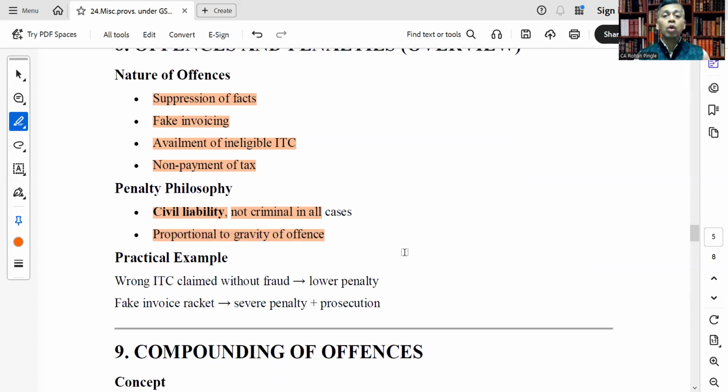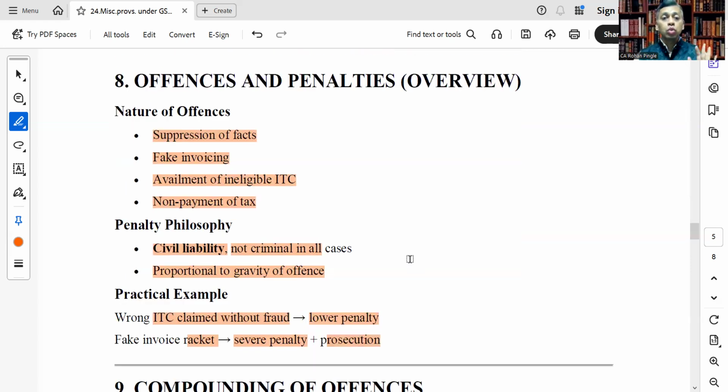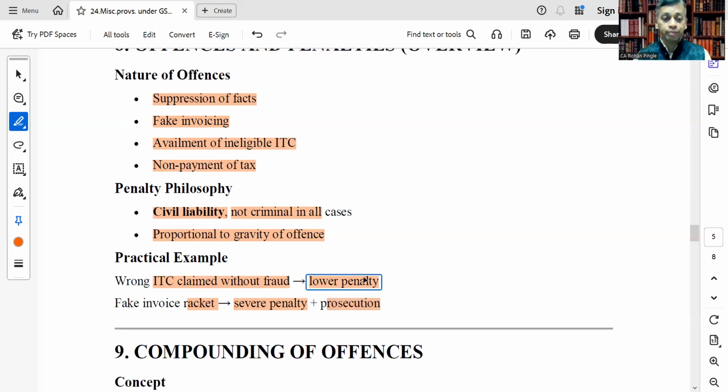Practical example: wrong ITC claimed without fraud attracts a lower penalty. And a fake invoice racket attracts severe penalty plus prosecution. So the offenses are suppression of facts, fake invoicing, availment of ineligible ITC, non-payment. The penalty philosophy is civil liability and not criminal in all cases.